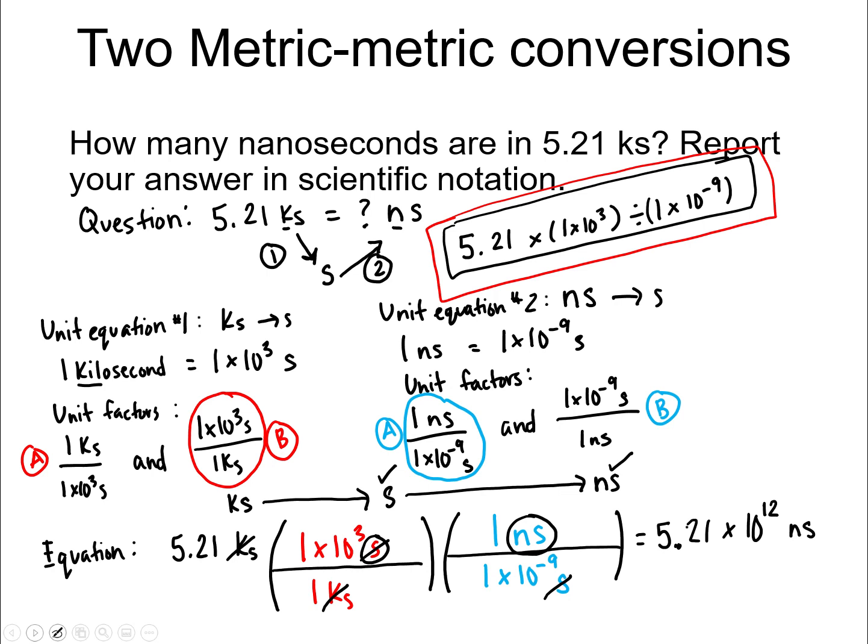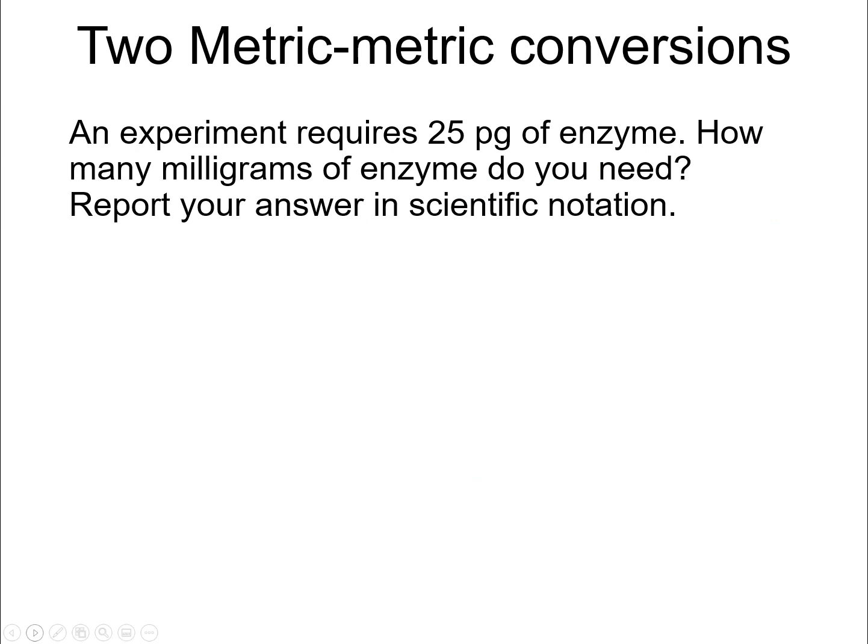Are we ready to move on? Because we're just going to keep practicing with these. So now we've got an experiment that requires 25 picograms of enzyme. How many milligrams of enzyme do you need? Report your answer in scientific notation. Pico is 1 times 10 to the minus 12. Milli is 1 times 10 to the minus 3. That's just for your reference.